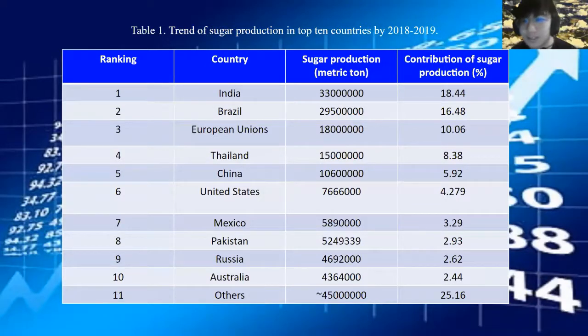So in table 1, as you can see, it summarizes the ranking of the top 10 countries involved in sugar production, the sugar produced in metric tons, and their contribution to the sugar production percentage internationally. It's no surprise that India is the leading manufacturer of sugar production. Next slide, please.